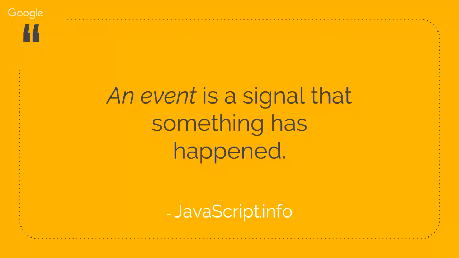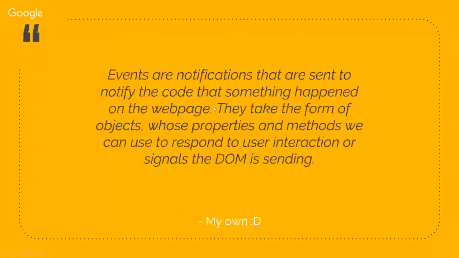Okay, after taking a look at these two definitions, I came up with my own one, which I want to share with you. It's by no means something you have to remember, but I think it's a good way to think about events. So, events are notifications that are sent to notify the code that something happened on the page. They take the form of objects whose properties and methods we can use to respond to their user interaction or signals the DOM is sending.